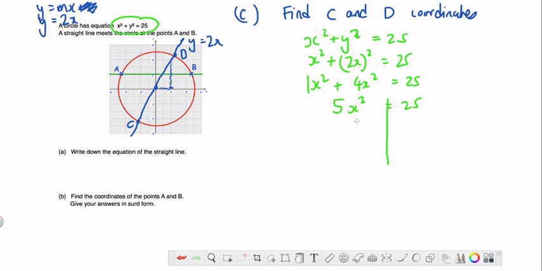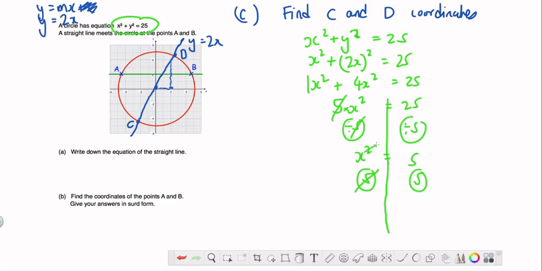Right, don't square root now, because yes, you might get rid of the squaring, but you're going to end up with the square root of the 5 over here. It's going to look messy. So what you do is, to get rid of times by 5, you divide by 5. What you do on this side, do on the other side. The 5's will cancel. You're left with just x squared. 25 divided by 5 is 5. So you've just got x squared, so it's quite easy to get rid of the squaring now by square rooting. Do the same on the other side.